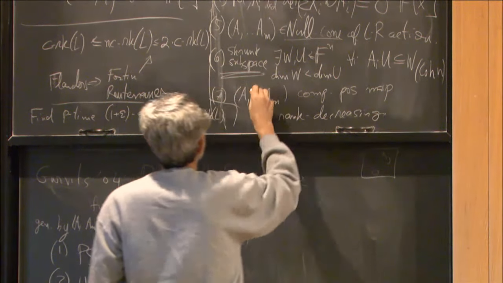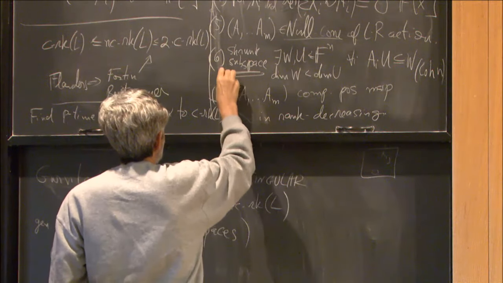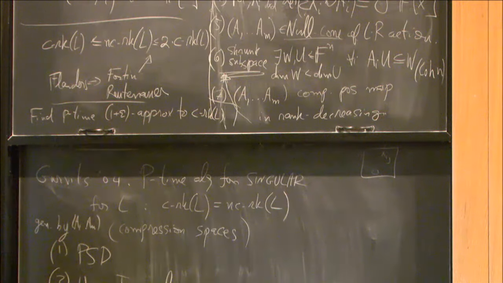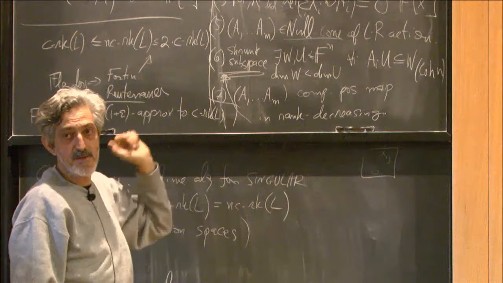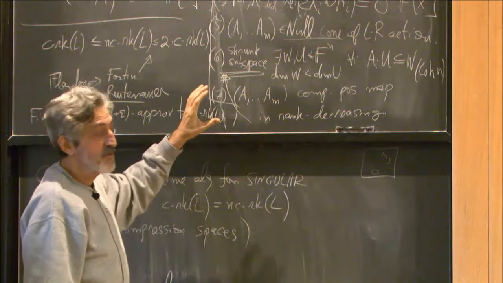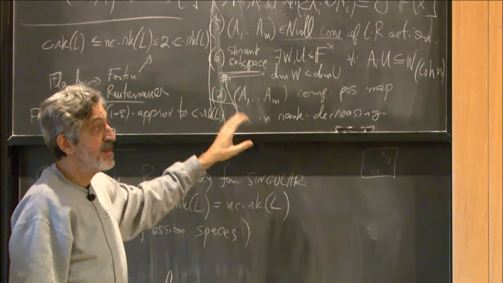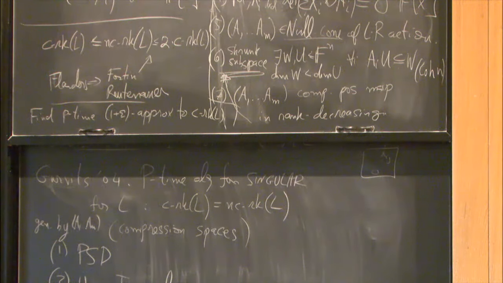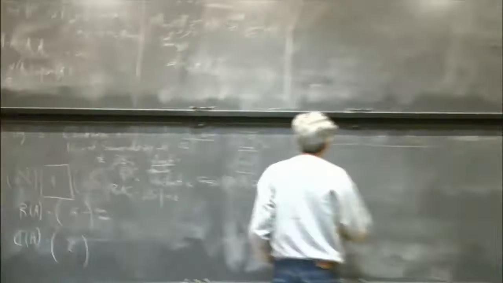And rank decreasing is exactly this condition. Has a shrunk subspace. So he proves that these two are equivalent. And now I have to tell you what a completely positive map is and how this problem connects to this problem. So what's a completely positive map?